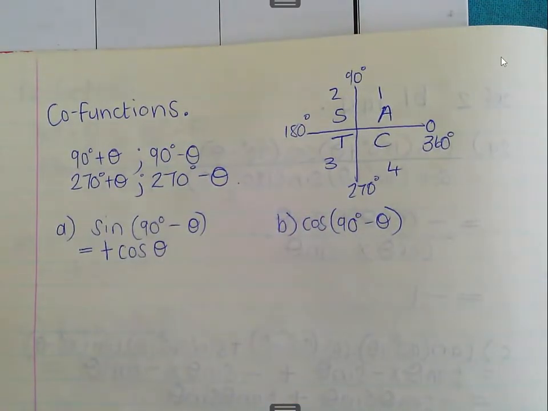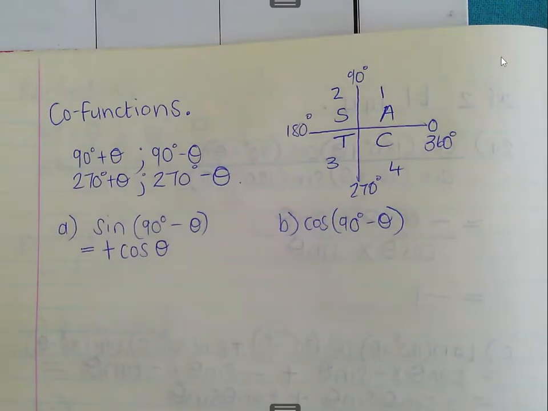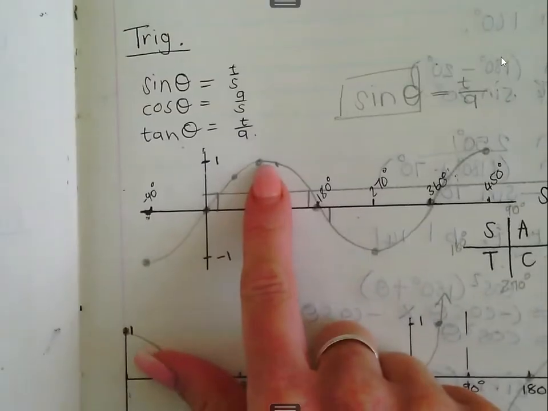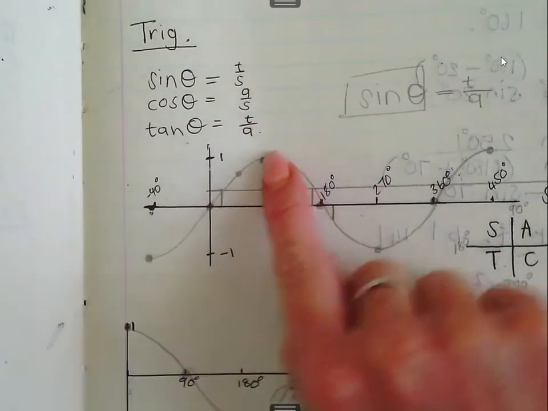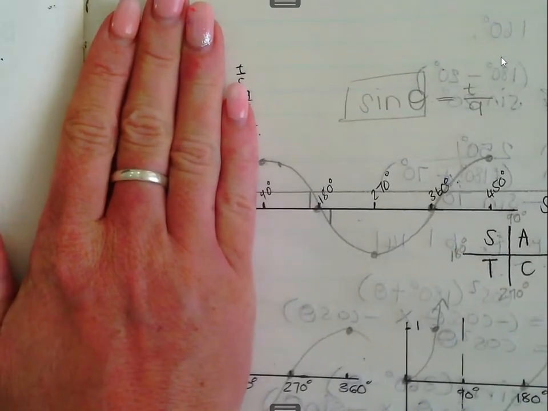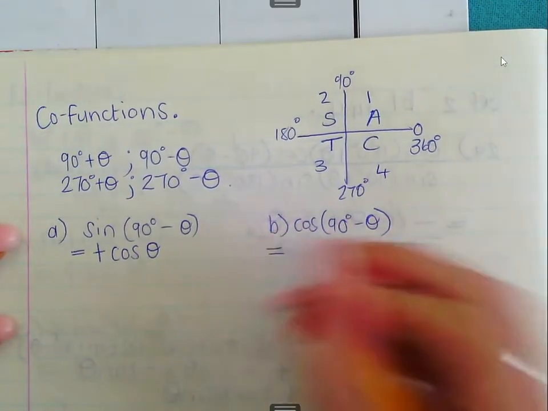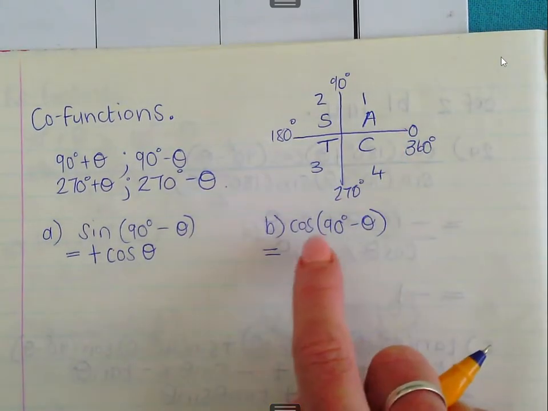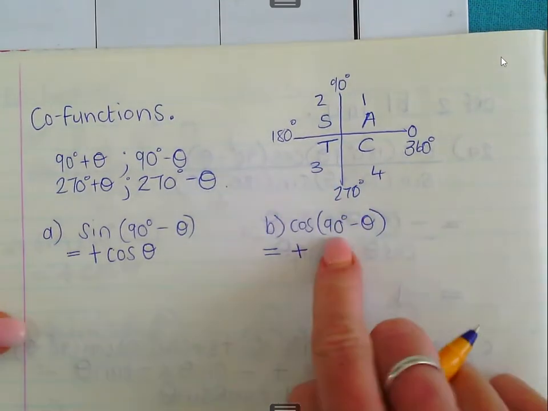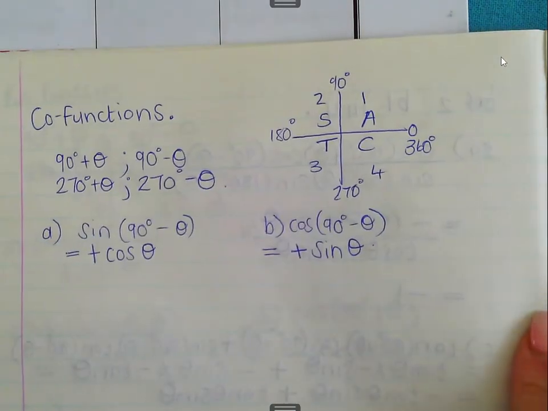Because sin at 90 degrees is the cos function. Okay. Right, next up. 90 degrees minus theta. Which quadrant? First. What is cos in the first quadrant? Positive. Because it's 90, sin theta. Done.